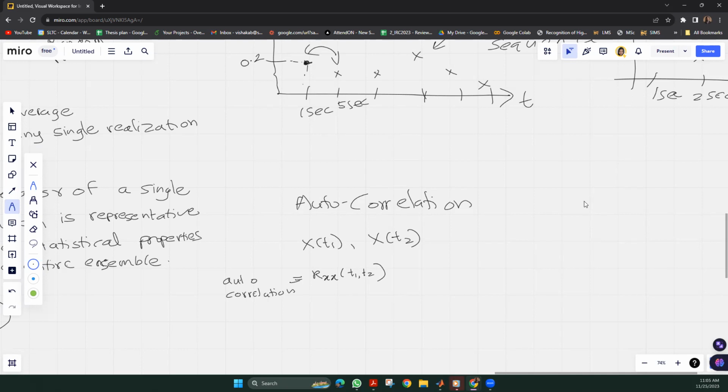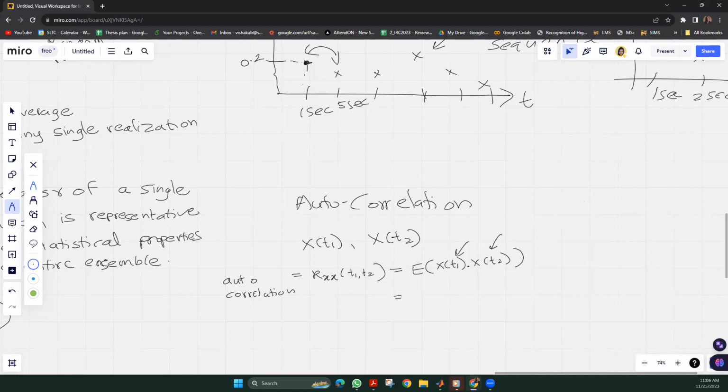This function is defined as the expectation that you get once you take the product between X(t1) and X(t2). So the autocorrelation value is the value you get when you take the product between two random variables and apply the expectation operation on that. So the value you get will be the autocorrelation value.